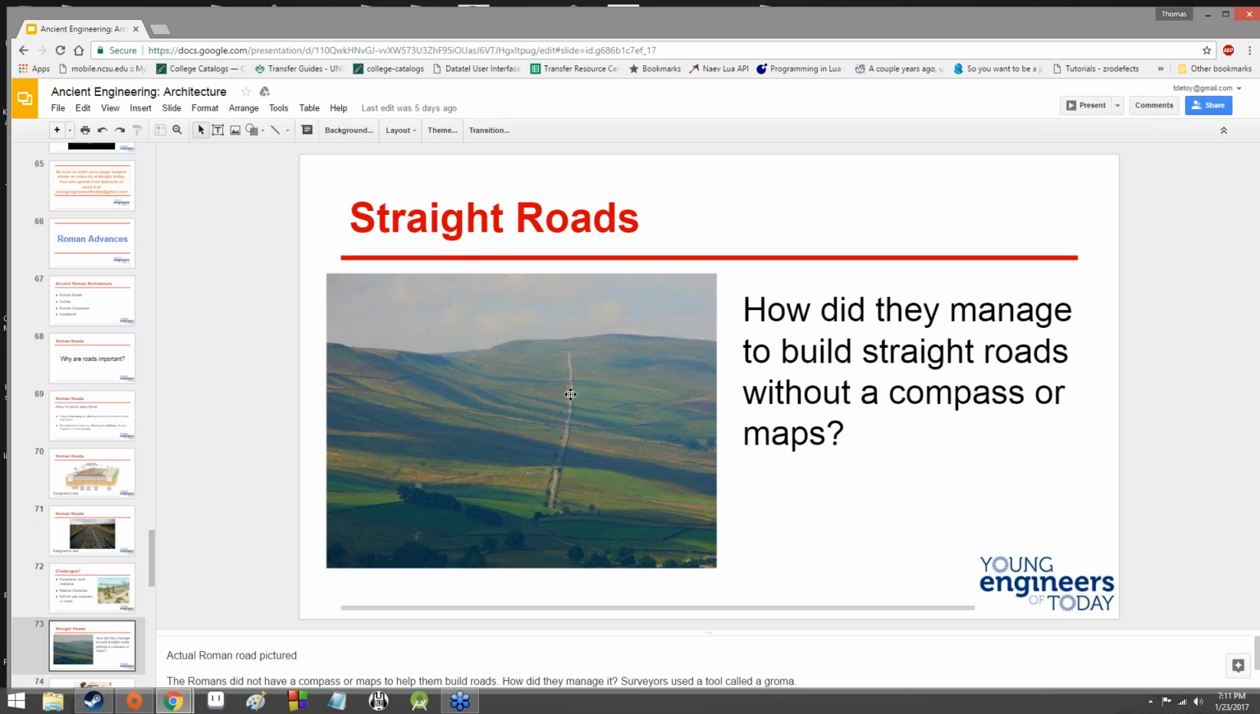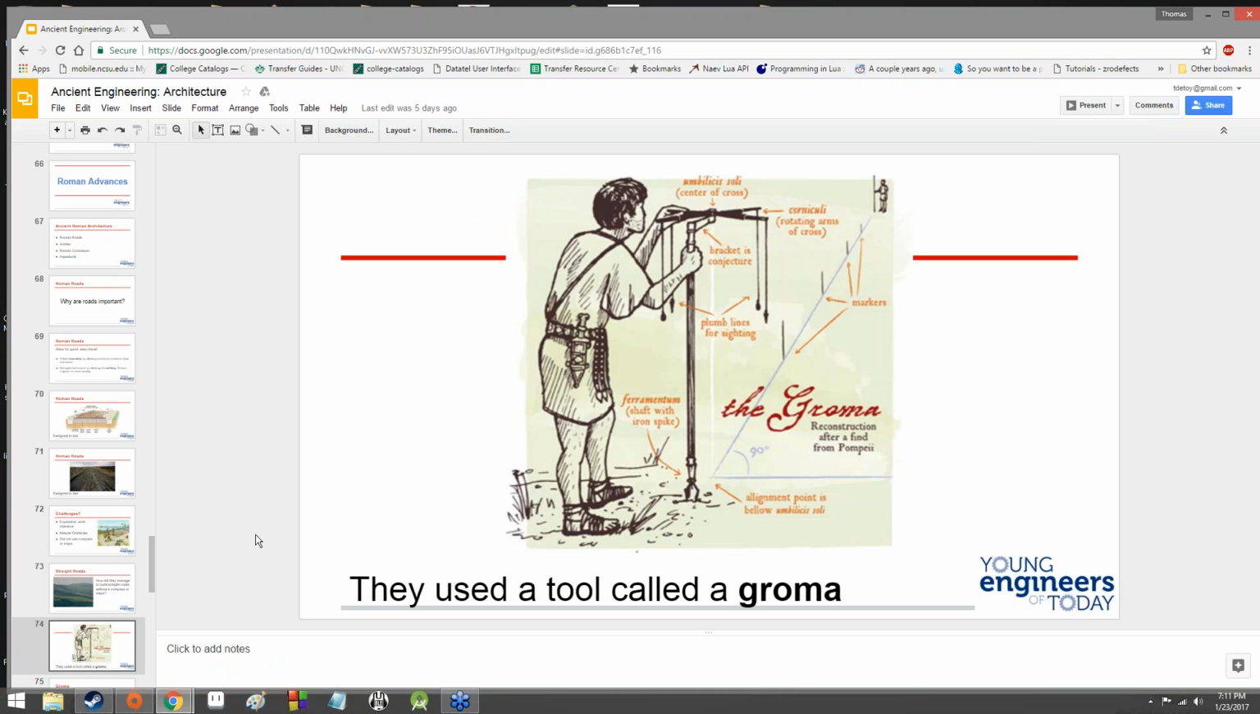I mean, obviously there's that bend right there, that zag, but overall that is a very straight looking road. It doesn't have a whole lot of a curve to it that would suggest that they didn't use any tools. They used a tool called a groma, which is that thing I was talking about. They're actually not tea bags; they're metal weights.